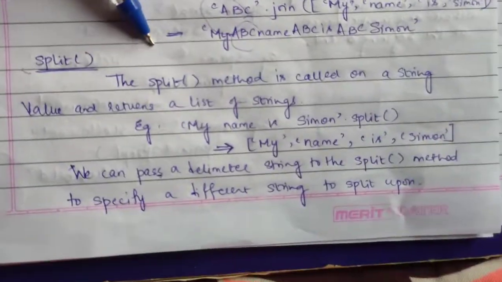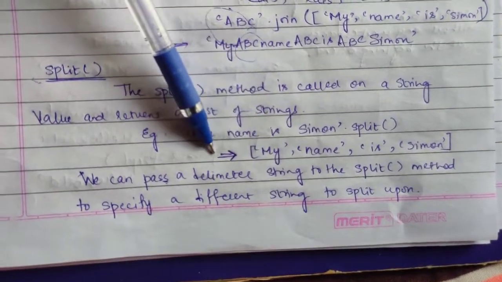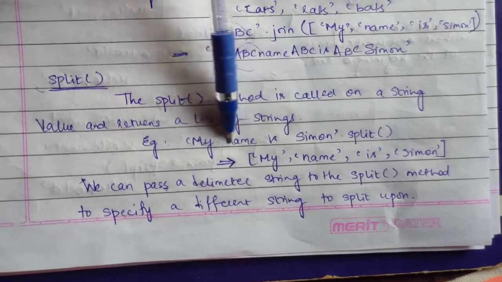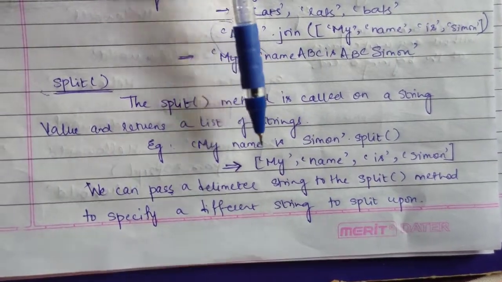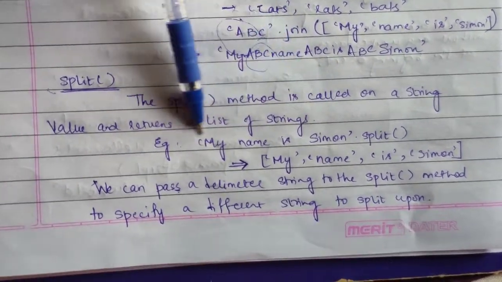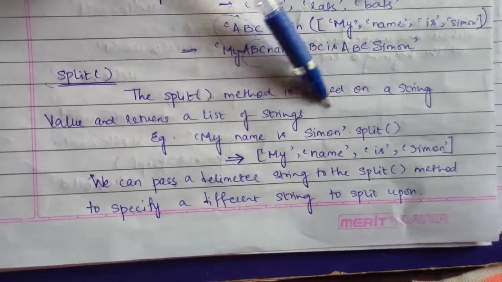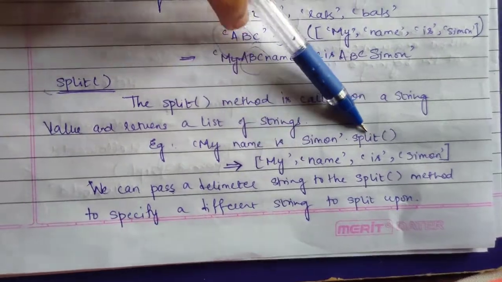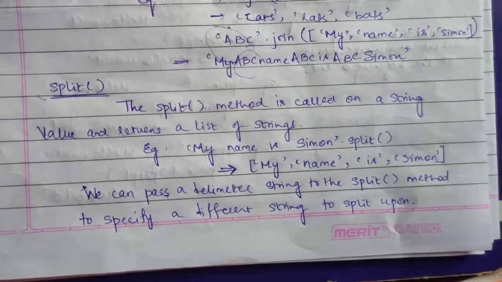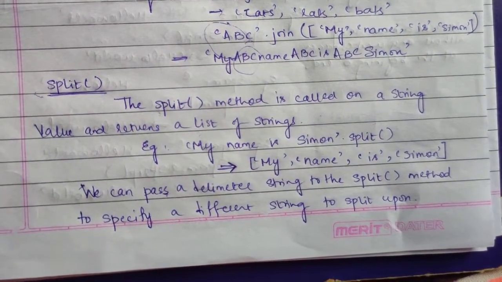In the split function, what happens is, suppose you have a sentence, that is the string, "my name is Simon" dot split. It will split each of the words into elements of the list. So it is used for the split function. So this is the split method.